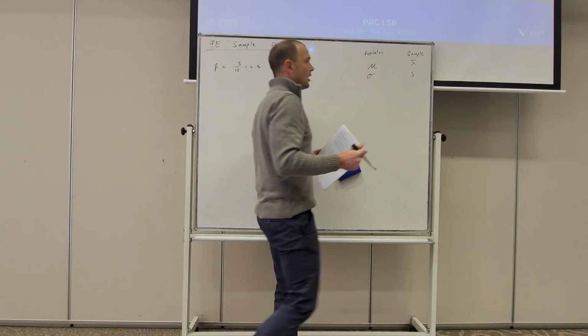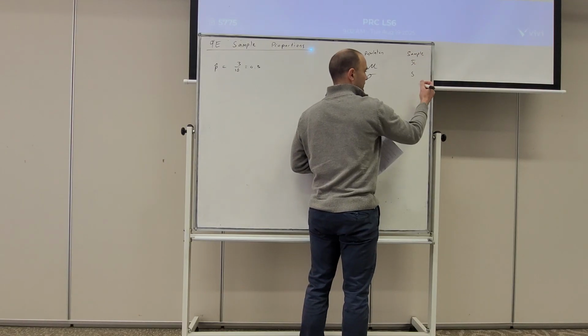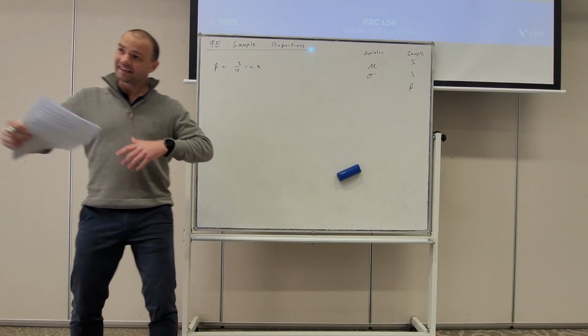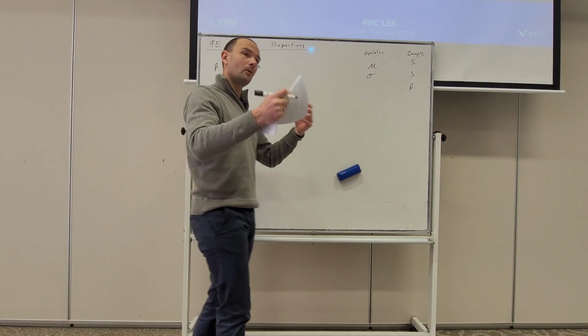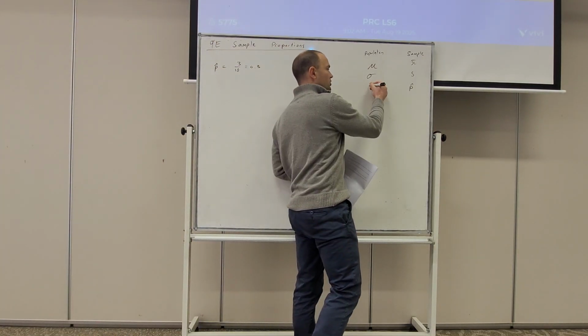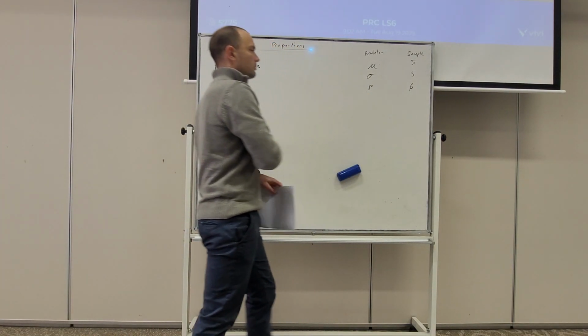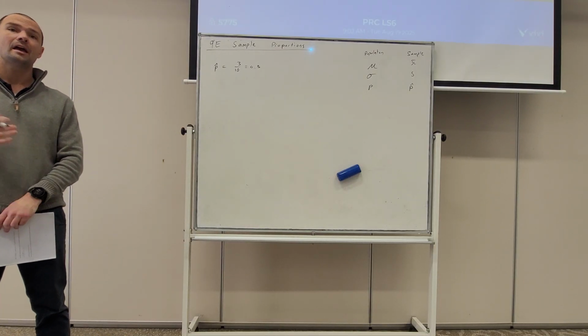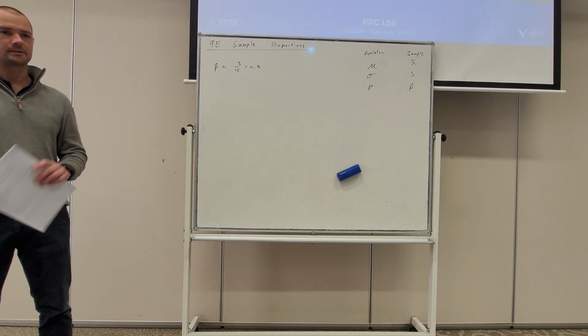And this is based off of a sample, p hat is based off of a sample, and it is indicative of some property of the population, some proportion of the population. So we use p for the population and p hat for the sample.